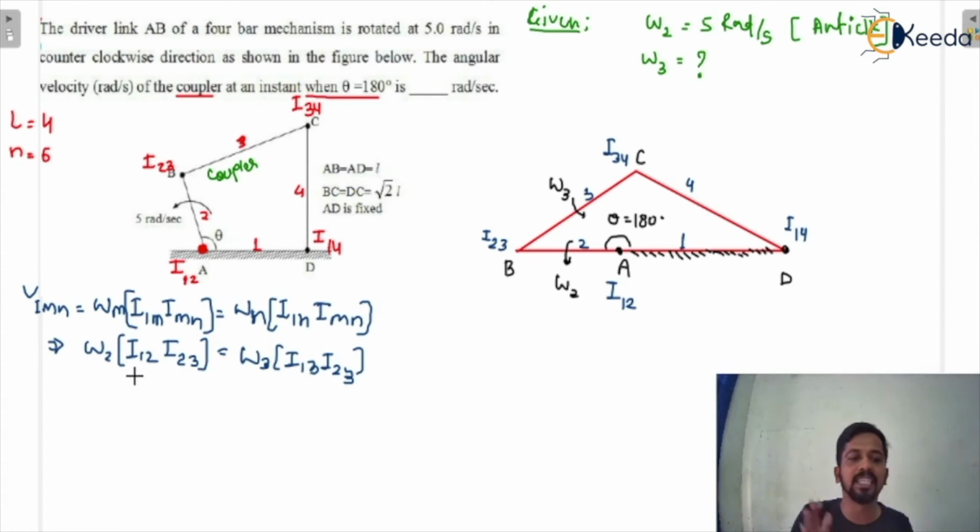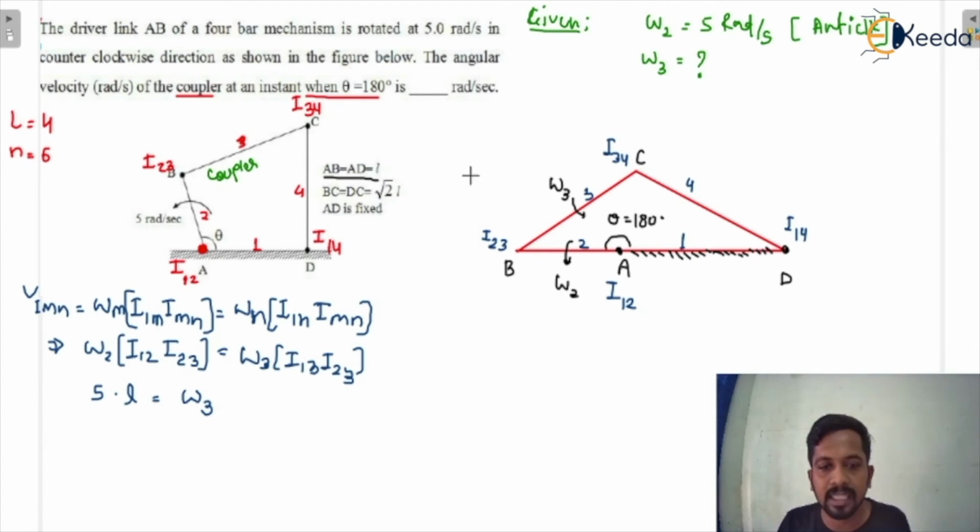I12, I23 means the distance between the instantaneous center 1, 2 and the instantaneous center 2, 3. That is basically the distance. In the diagram you can see that the distance between I12 and I23 is basically AB, and in the question it is given that AB is equal to L. The data given is that omega 2 is 5, and I12, I23 is basically L. We have to find out the value of omega 3, and what is the value of I13, I23?